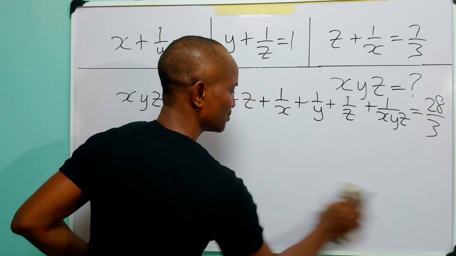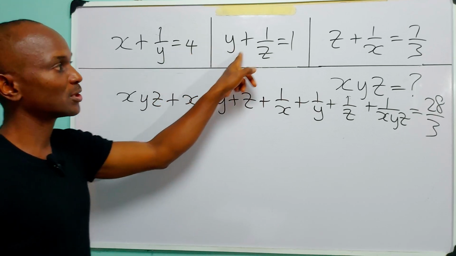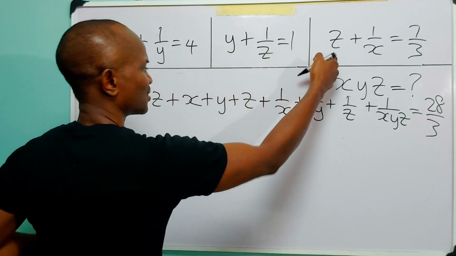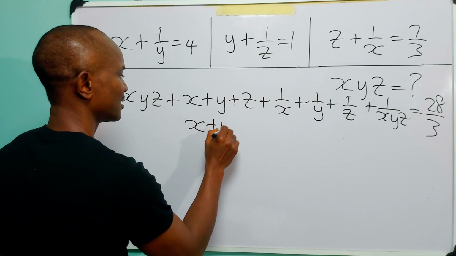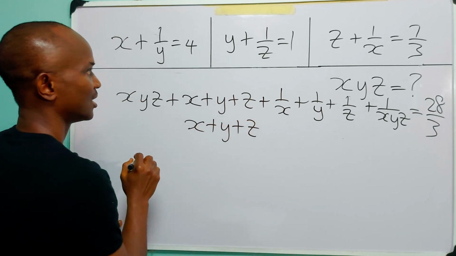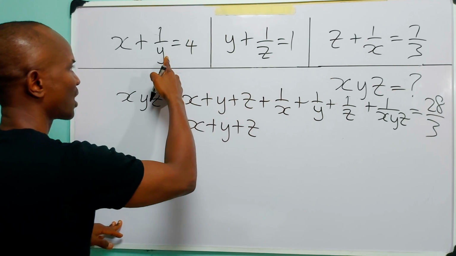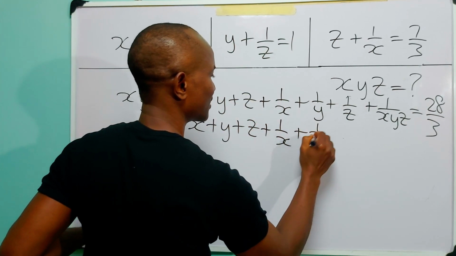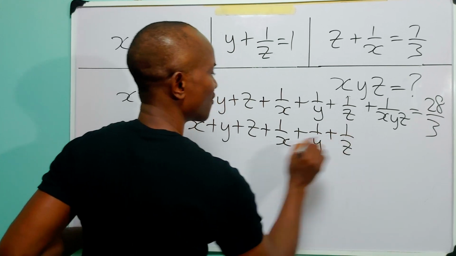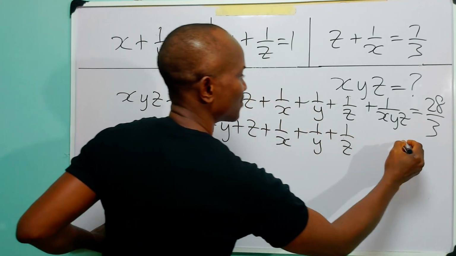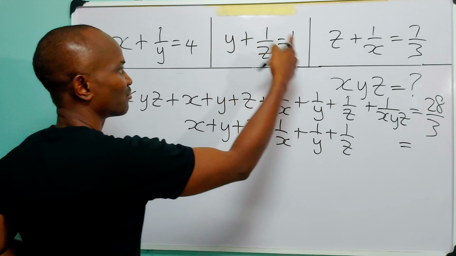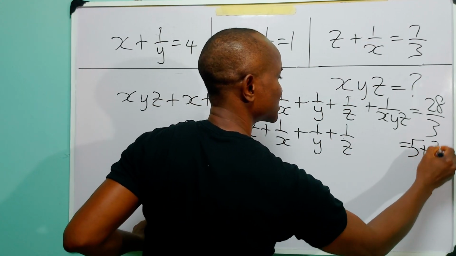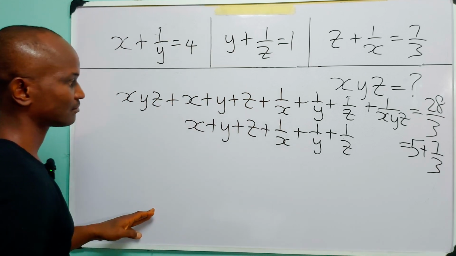The next thing we do is to add all three equations together. So we have x plus y plus z. So this is x plus y plus z. We have 1 over x plus 1 over y plus 1 over z. That is 1 over x plus 1 over y plus 1 over z. And this must be equal to 4 plus 1, which is 5, plus 7 over 3. That is 5 plus 7 over 3.